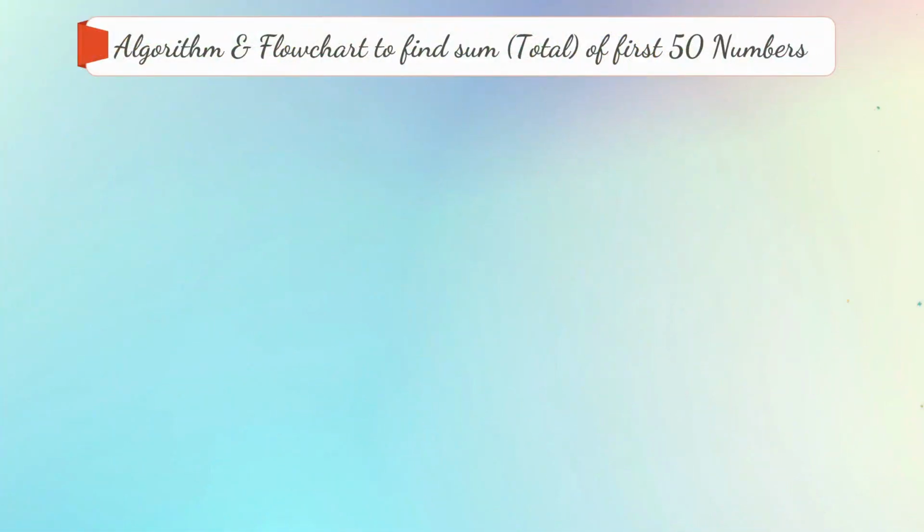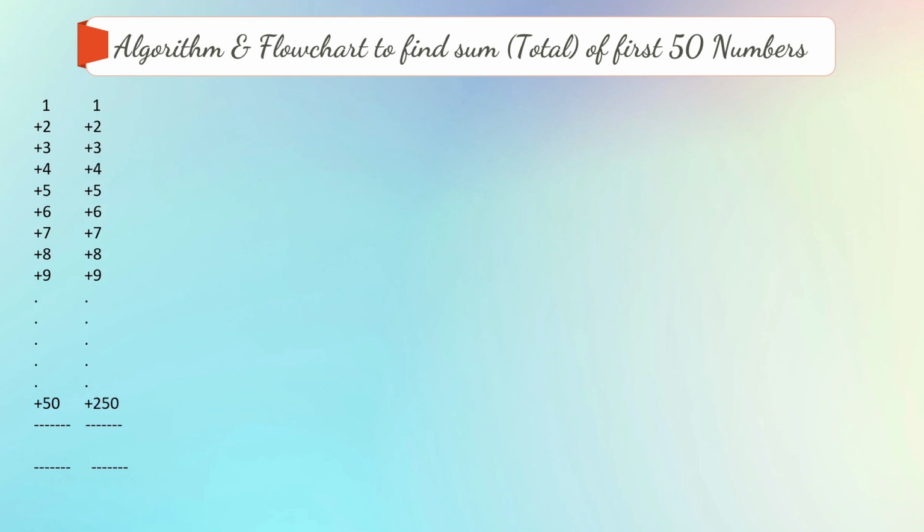Now let us look at a very interesting algorithm and flowchart to find sum, that is total of the first 50 numbers. Means what? 1 plus 2 plus 3 plus 4 plus 5 up to 50. Now again this is limited to 50, right? We should not be limited to some number. If I want till 250, so 1 plus 2 plus 3 and so on up to 250, we should get an answer. So let us start writing an algorithm for this. So first step is start. Second step is use variable A and total and store 0 in them.